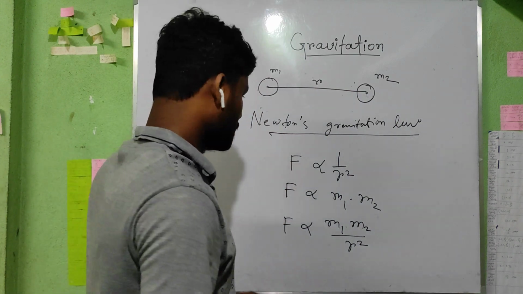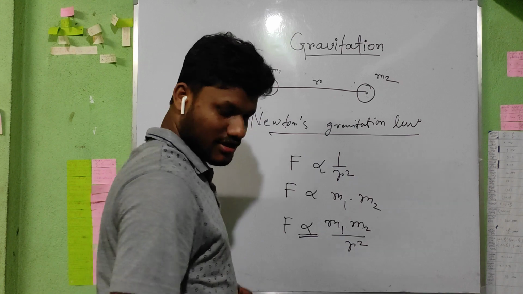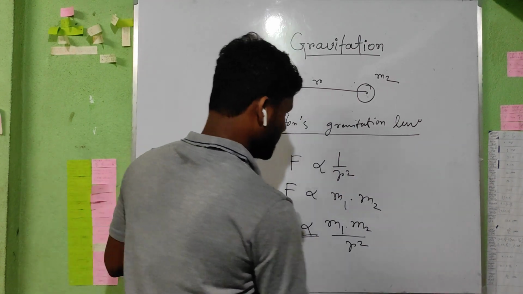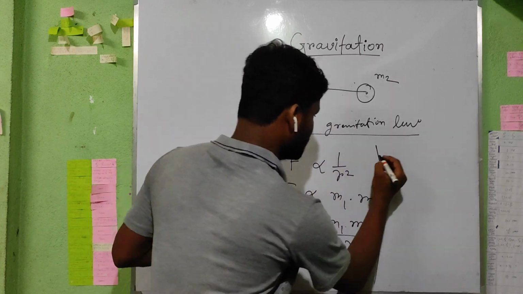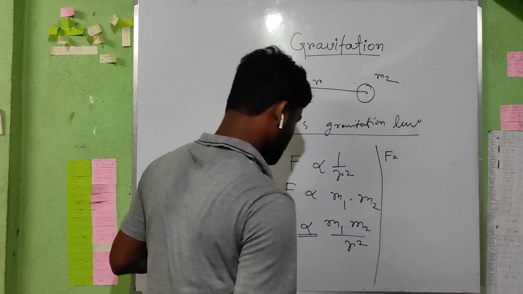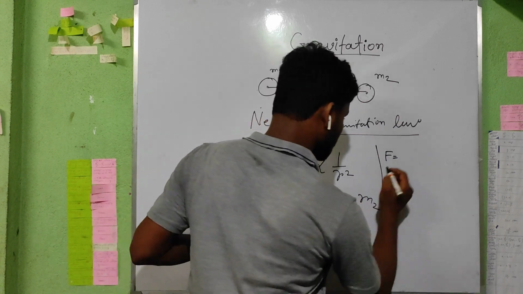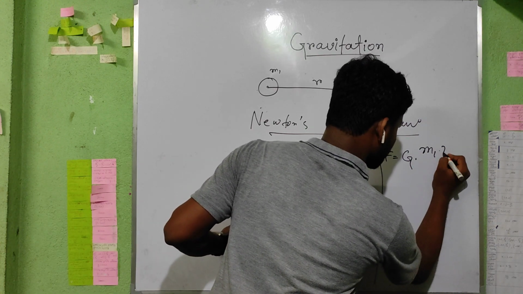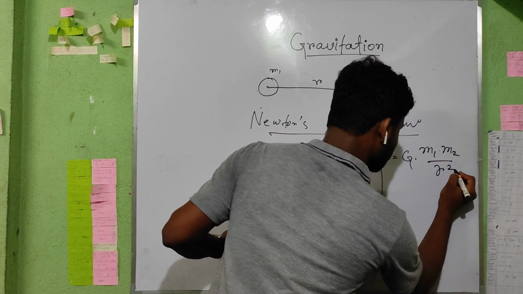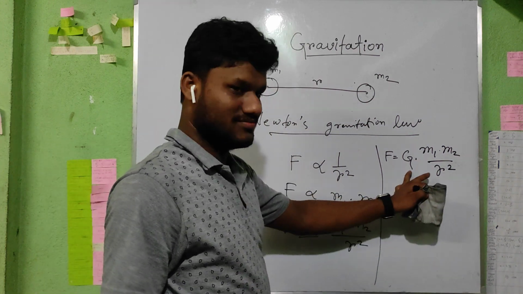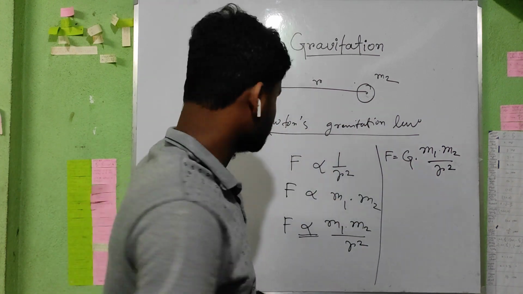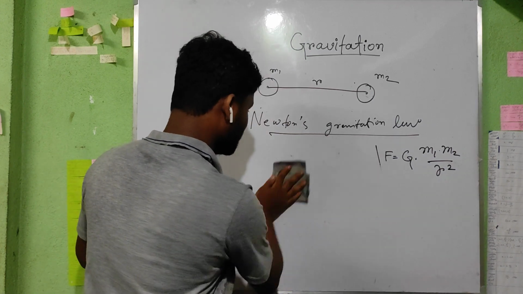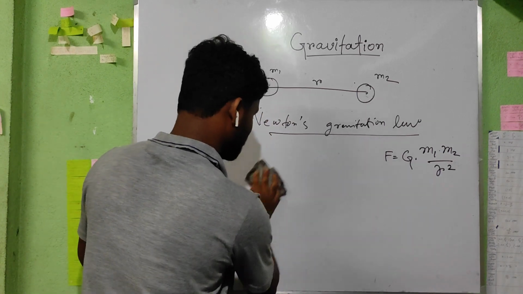So this is clear. To remove this proportionality, we know that we have to take a constant. So what will that be? To remove the proportionality, I have to multiply with a constant G and then m1 m2 by r square. So what is this G? This G is called the universal gravitational constant.